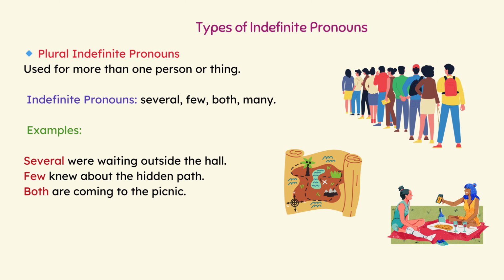Several were waiting outside the hall. Here, the word several refers to a number of people, not just one, so it is plural. Few knew about the hidden path. The pronoun few means a small number of people. Since it is more than one, it is plural. Both are coming to the picnic. The word both refers to 2 people together, and that is also plural.